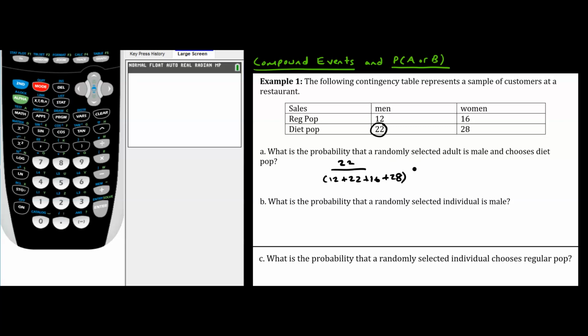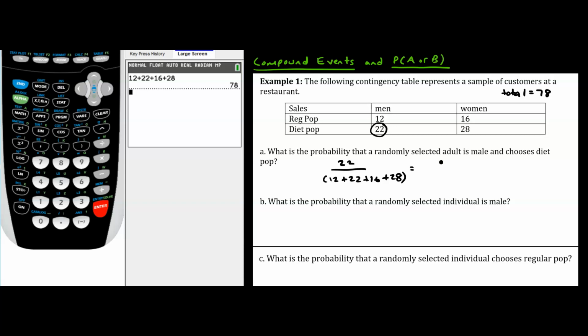We can go into the calculator over here and do this. Actually, let me just do this first. I'm going to say 12 plus 22 plus 16 plus 28. We could see that our denominator, the total number of people at this restaurant, or at least in this survey, is equal to 78.